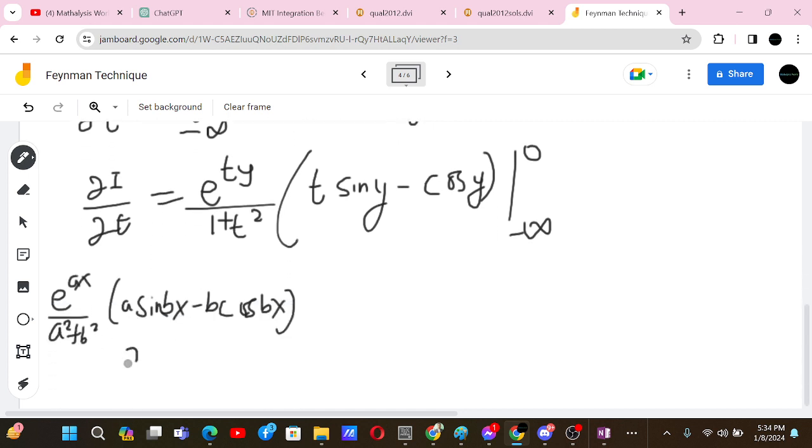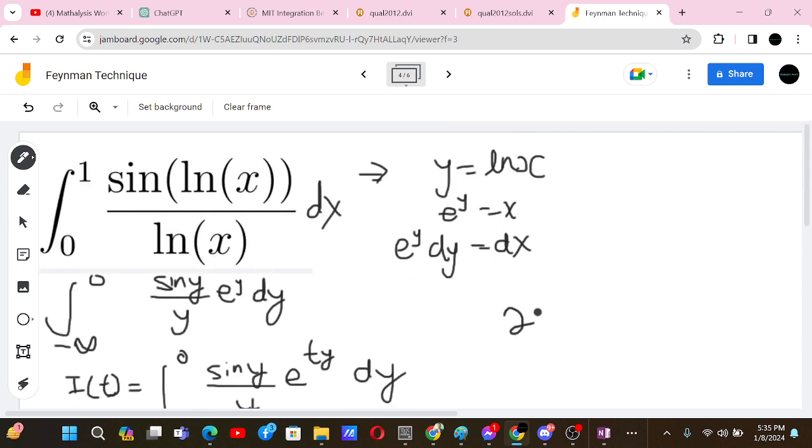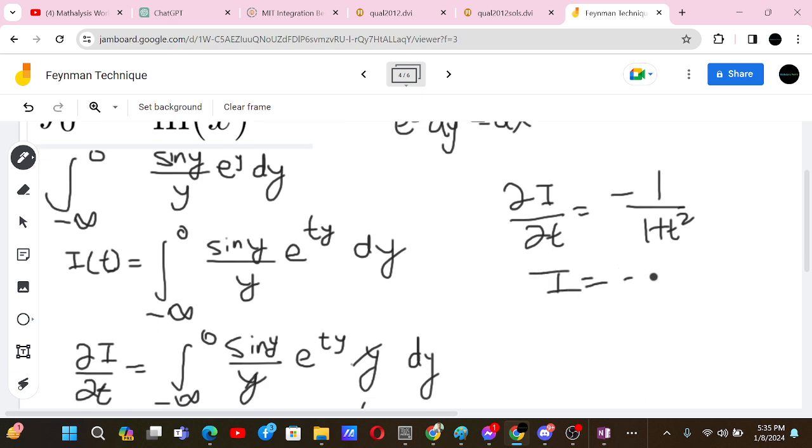Now dI/dt at 0 will just be 1 by 1 plus t squared. Over here this is 0 and this is minus 1, minus, and at minus infinity this will go to 0. So it's just minus 1 by 1 plus t squared, somewhat the same as previous. So till now we have dI/dt equals minus 1 by 1 plus t squared, so I equals minus tan inverse t plus c.